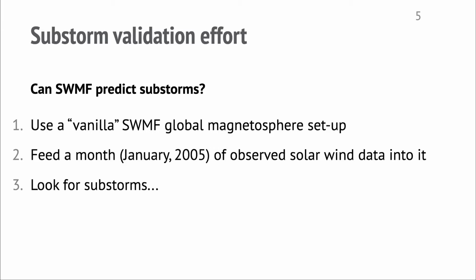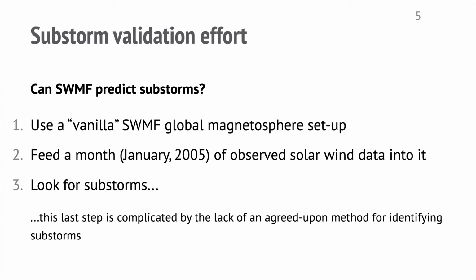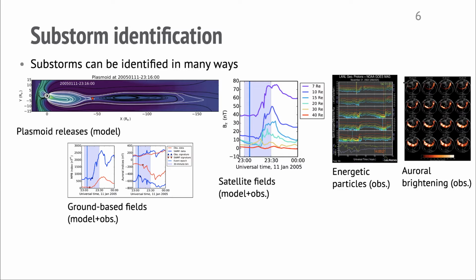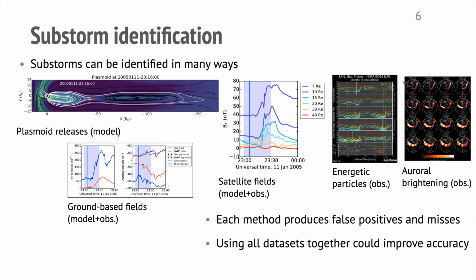My approach was to simulate a 1-month period, January 2005, and look for substorms in the model output, comparing those to observations. And this last step was complicated by the fact that the research community disagrees significantly about the correct procedure to identify substorms. And this is in part due to the fact that there's lots of different observational data sets that people use to identify substorms. And all of them have limitations. They can falsely identify substorms and they can miss real substorms.